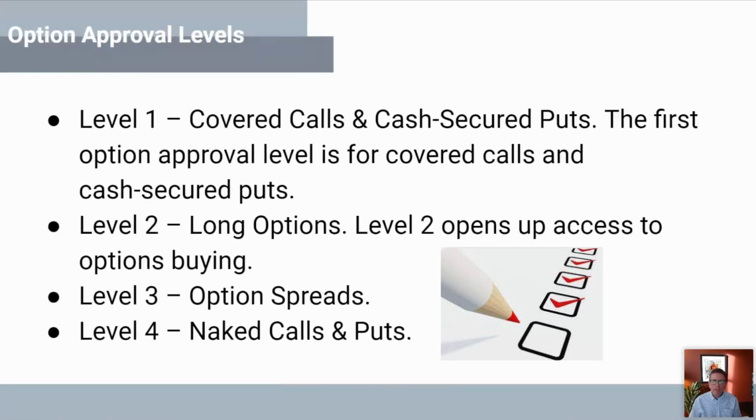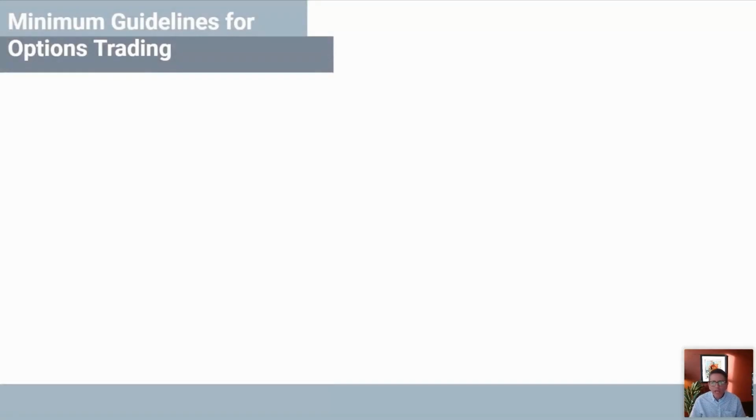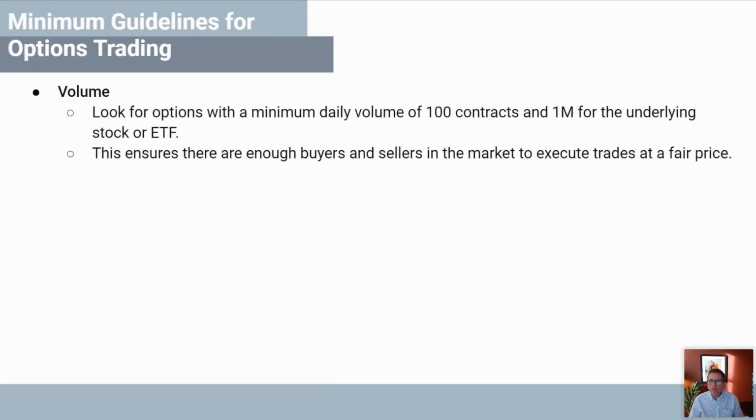Now let's talk about the minimum guidelines for trading options. First, volume. Volume refers to the number of option contracts that have been traded during a specific time period, such as a day or a week. As a general rule, it's good to look for options with a minimum daily volume of 100 contracts. This helps ensure that there are enough buyers and sellers in the market to execute your trades at a fair price. The number of options traded is reset daily, so you may see a small number of contracts at the beginning of the trading session and it will increase throughout the day.